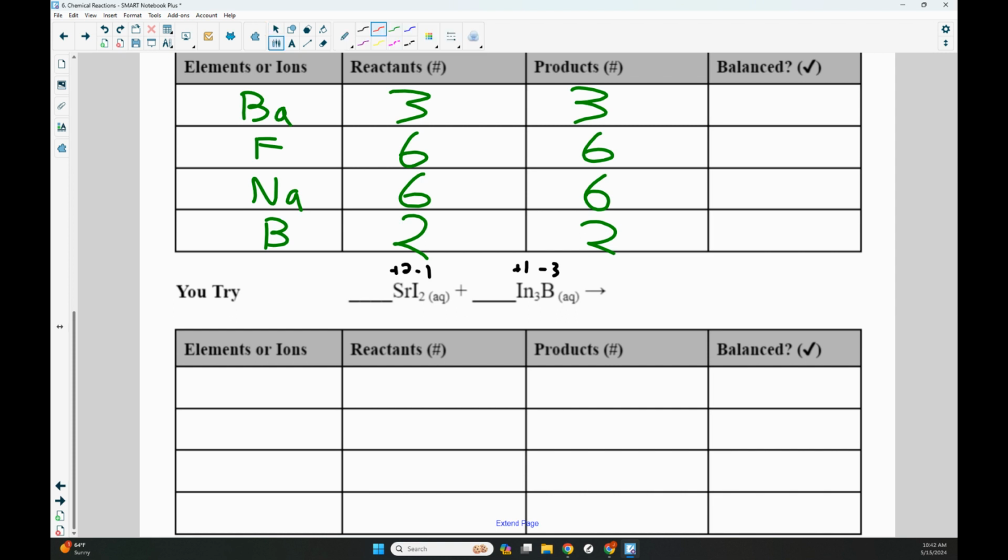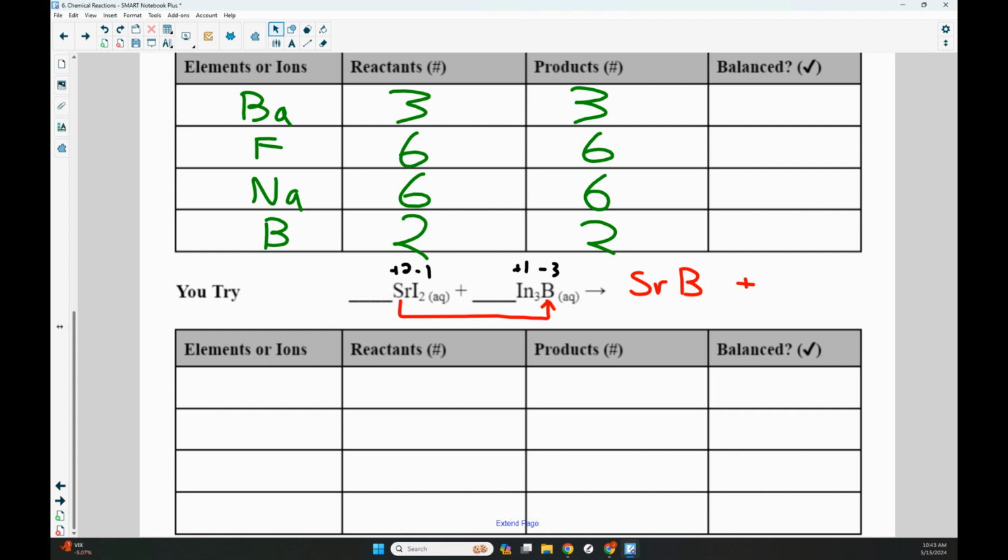So to create my new compounds, I'm going to combine the outer atoms, and that is going to give me strontium boride. Remember, we always list the cation first. I left a little space in there in case we have to add subscripts and coefficients.